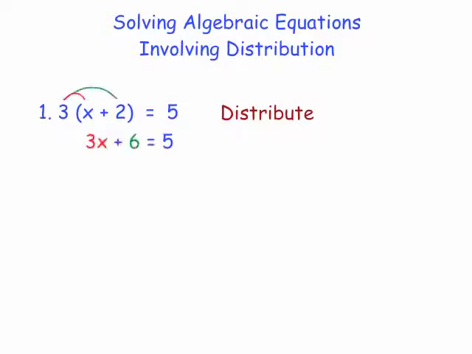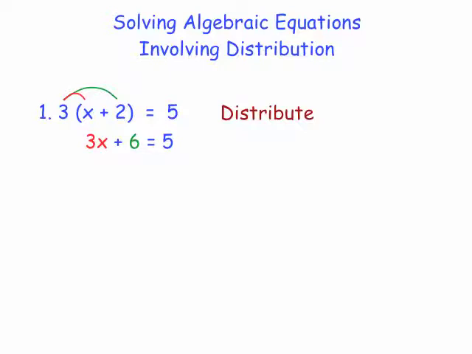Now we can solve some algebraic equations involving distribution. Here's a fairly straightforward one. 3 times the quantity x plus 2 equals 5. Well, I can start by distributing the 3. I'll have 3x plus 6 equals 5. And now I have a simple two-step equation where I can use my inverse operations to solve.